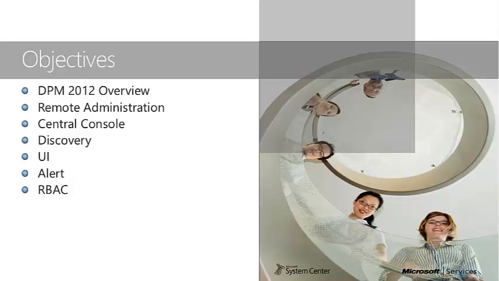We'll look at the discovery process that Operations Manager uses and how that relates to Data Protection Manager and how that ties in. We'll also look at the new UI through the Ops Manager console. We're going to look at how alerts are driven, and then we'll take a quick look at role-based access control. This presentation for part one will cover the first three bullet points going through the central console, and then for part two we'll cover discovery, UI alerts, and role-based access control.